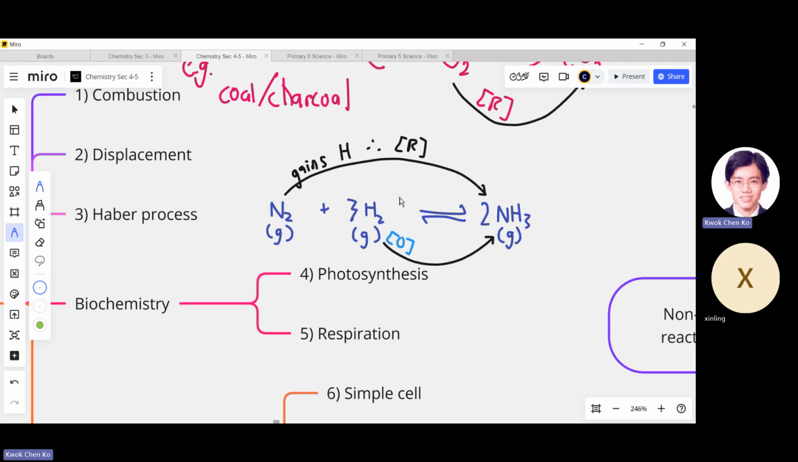Come, quick one. Sarah, who is the oxidizing agent here? N2 or H2? Okay, this is oxidized. So the other guy must be the one doing the oxidation.